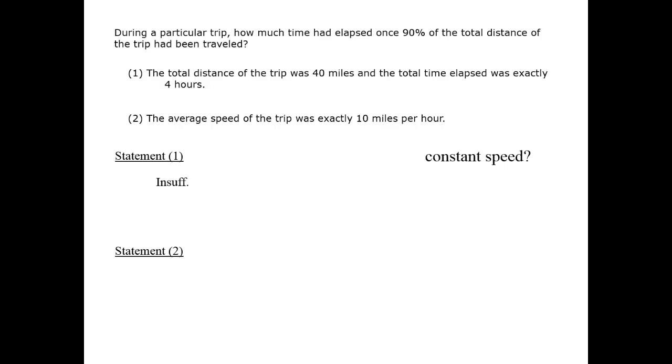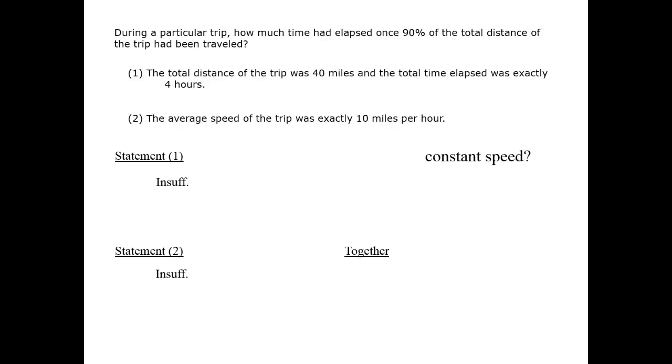Statement 2 gives us the trip's average speed, which is a ratio of total distance to total time. The fact that it's exactly 10 miles per hour doesn't change the fact that it's an average speed that we're talking about, not a constant speed. The case of standstill traffic followed by a rocket blast is still a possibility. Therefore, statement 2 is insufficient.